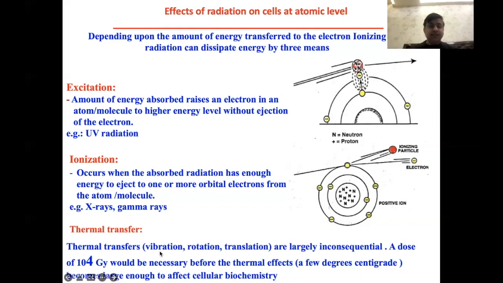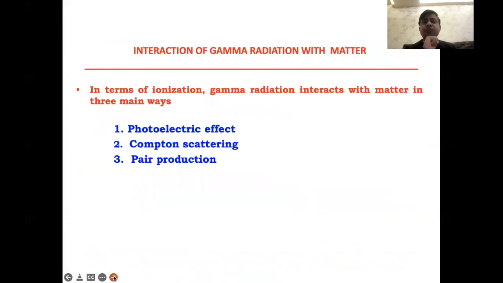Okay, let's move to the next slide. So now the interaction of gamma rays with matter is in terms of ionization. When a gamma or X-ray interacts with matter, it is only possible in three ways: photoelectric effect, Compton scattering, and pair production. So now I'm going to discuss the subtypes of ionization, when ionizing radiation interacts with matter.